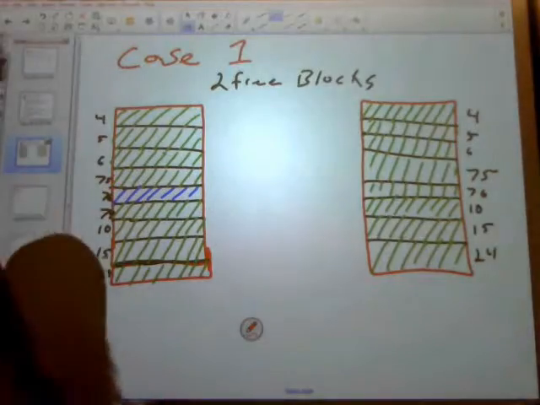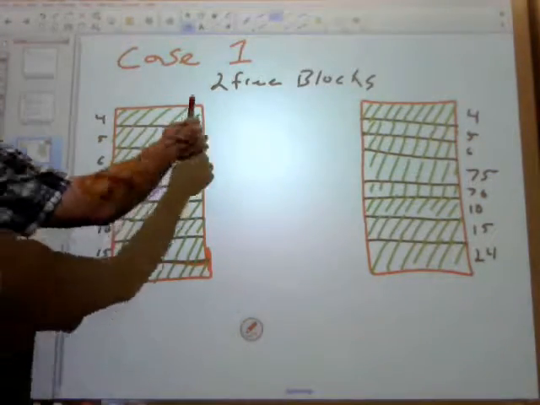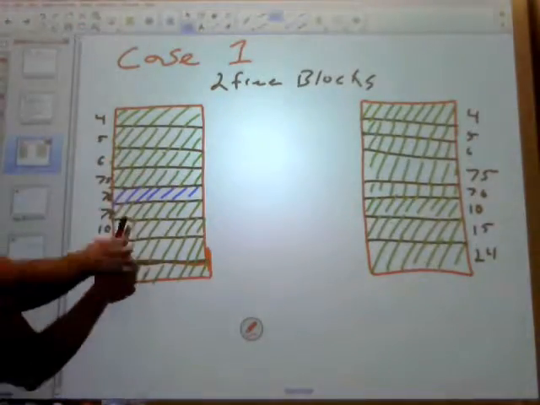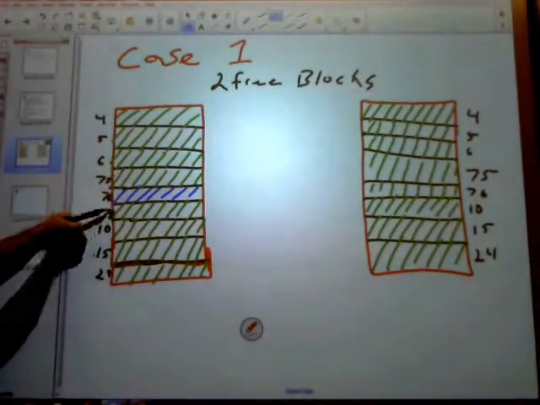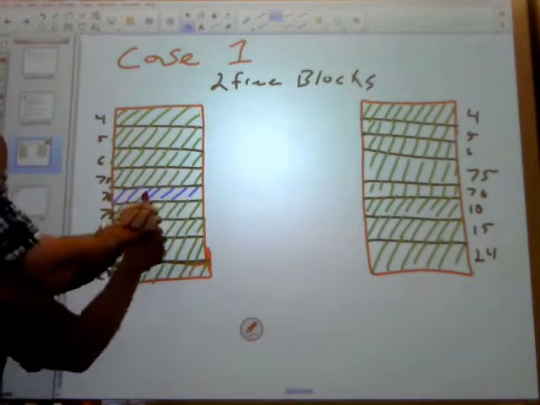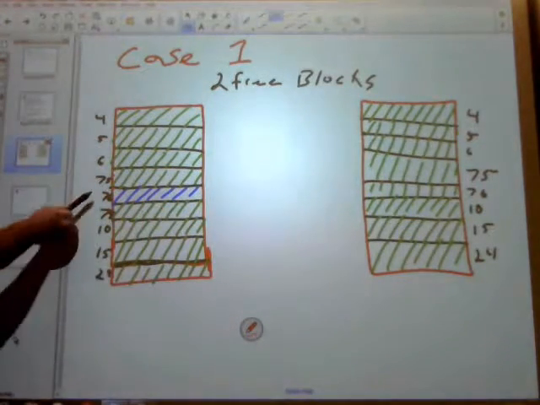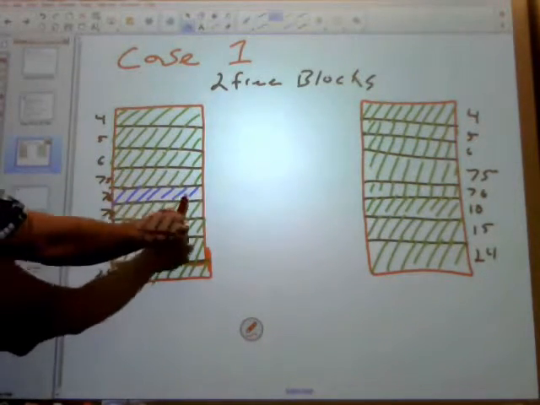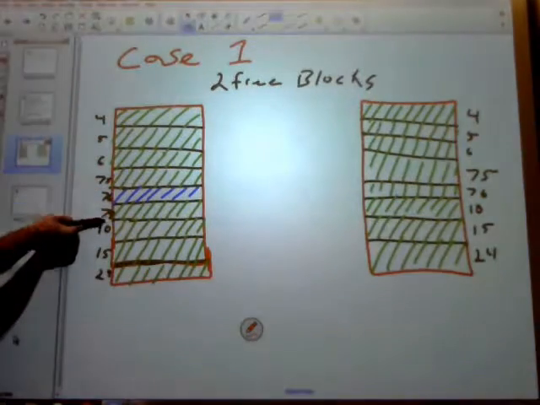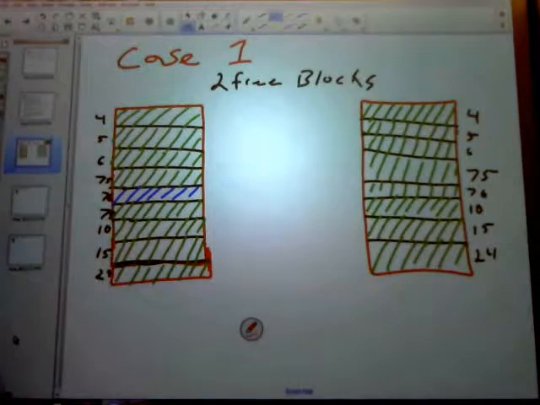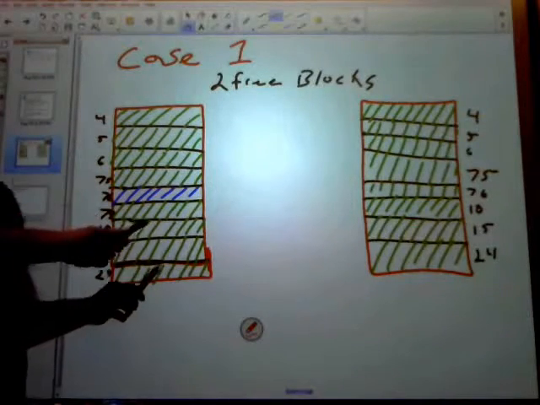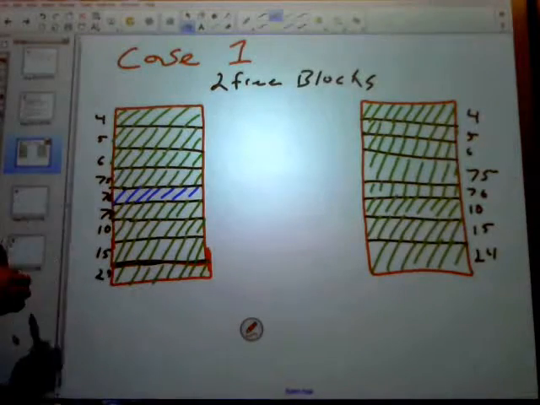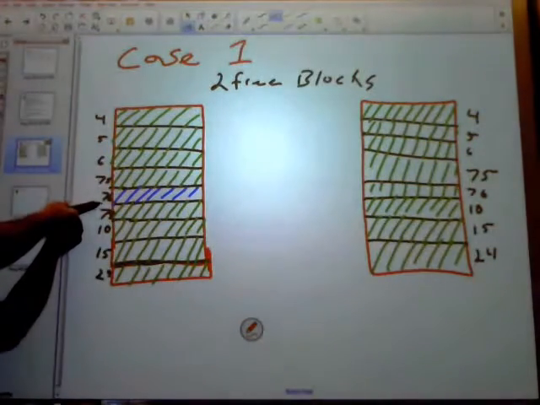All right, in case one, for our memory, we are joining two free blocks. In this column, the green are the free blocks, and the blue is a job occupying that memory space. That job occupies 7600, the address of that memory space, and the free blocks surrounding it are 7500 and 7800. Now, in this case, when we're joining two free blocks, we are going to join 7500 and 7600.